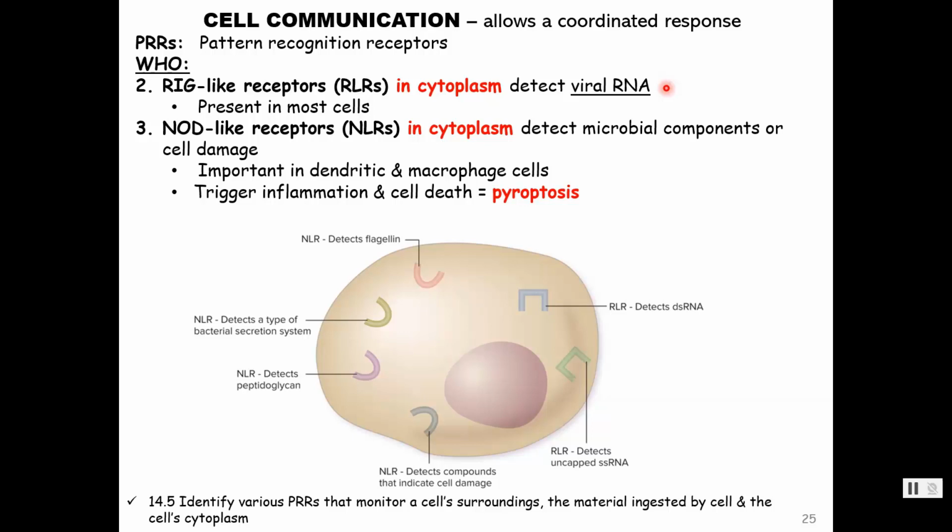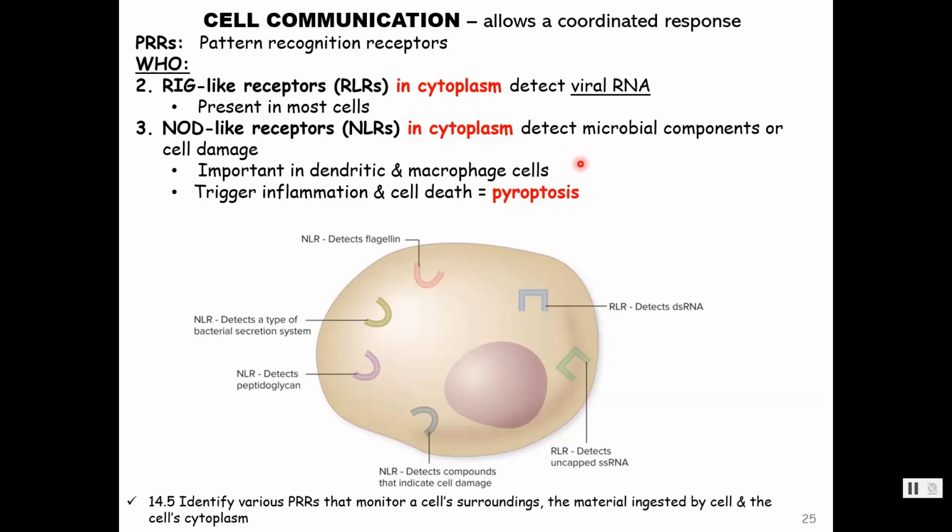And so these can be in other types of cells besides the white blood cells. They're going to be present in most cells. And so that's how a cell is going to signal to its neighbors, like, hey, there's a virus around, I'm infected. Other types of receptors, so nod-like receptors, they're also in the cytoplasm. They are going to detect microbial components or cell damage. And so these are going to become really important in dendritic and macrophage cells.